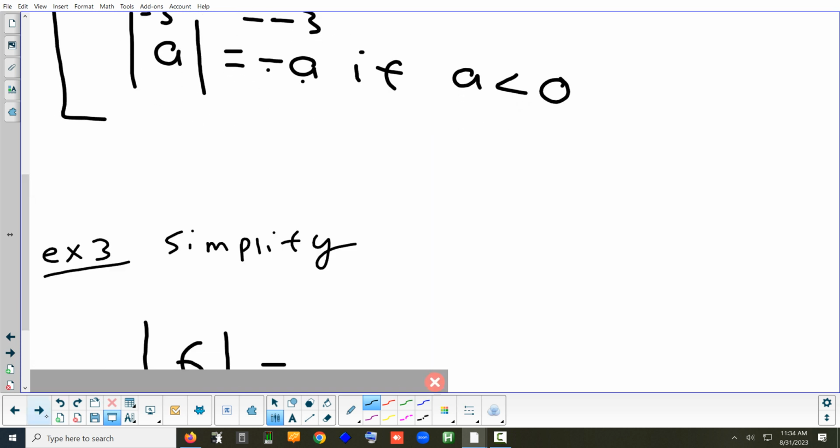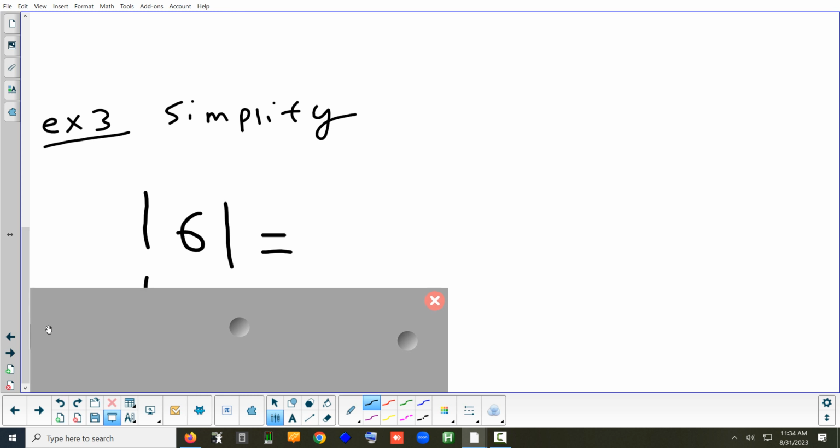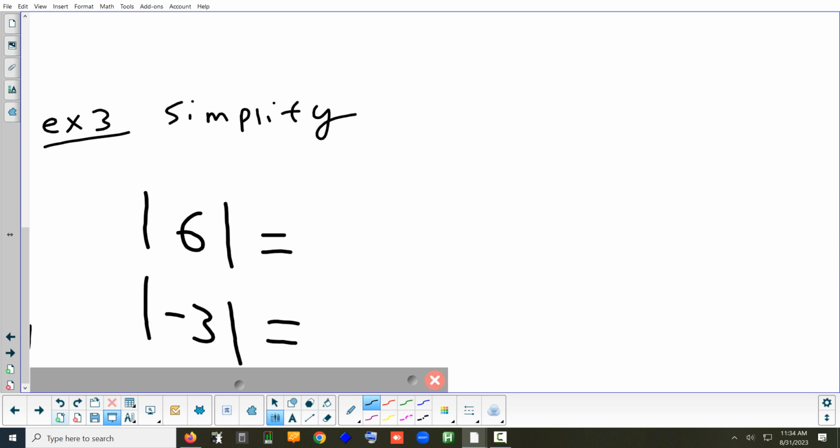All right, so do a real quick couple examples. Absolute value of 6, 6. And -3, 3. So just measuring how far away something is from 0 on a number line.